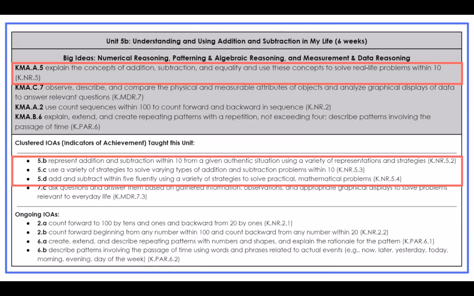IOA 5.D is fluency with adding and subtracting within 5. While this IOA begins in Unit 5B with the introduction of what it means to add and subtract, it will continue to be addressed in activating strategies and will be a focus of Unit 7.